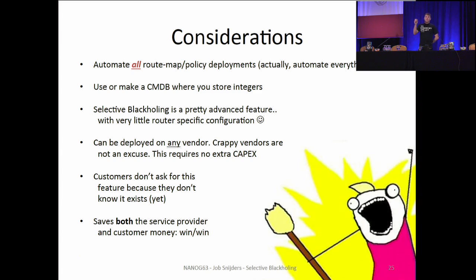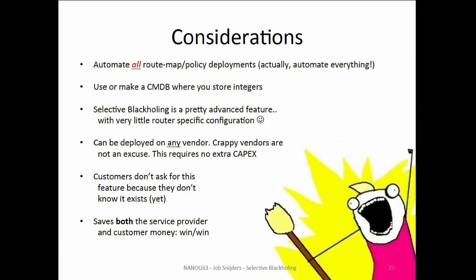As I stressed before, selective blackholing is only doable if you have 100% automation of your routing policies. You should have some CMDB where you assign integers to routers that represent their geographical properties: city, country, continent, and the GPS coordinates. Selective blackholing might be tricky to wrap your head around, but I think it's a very valuable tool to control the damage that DDoS attacks bring to you or your customers.